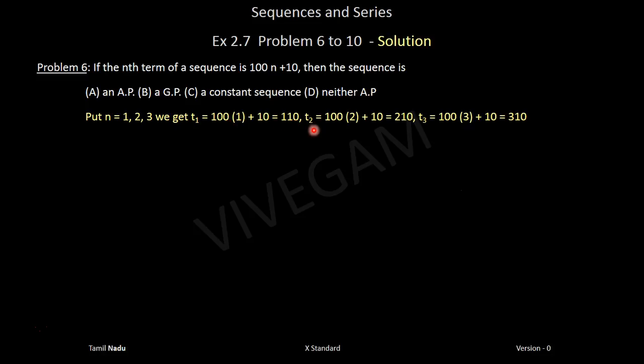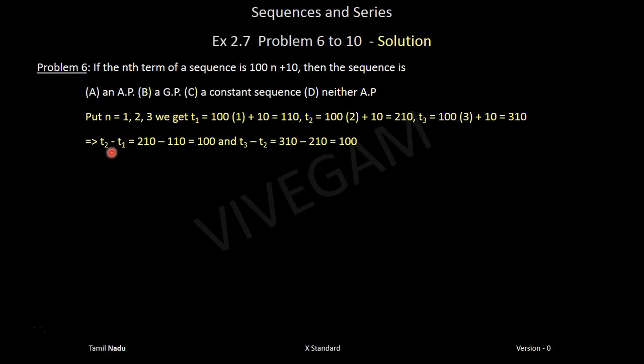For T2, we put n equal to 2. So what is the expression? Expression is 100n plus 10. So it will be 100 into the value of n, which is 2 in this case. So 200. 200 plus 10 is 210. T3 is 100 into 3 plus 10. So that is 300 plus 10. That is 310.